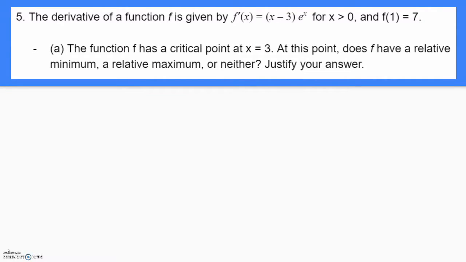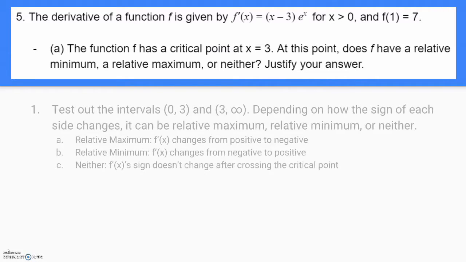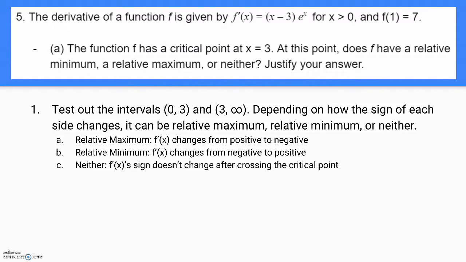A. The function f has a critical point at x equals 3. At this point, does f have a relative minimum, relative maximum, or neither? Justify your answer. So it already gives you a critical point, and you can make two intervals out of this. So your two intervals would be 0 to 3 and 3 to infinity. Keep in mind that the problem told you that x is greater than 0, so your first interval will be from 0 to 3, not negative infinity to 3. And depending on how the sign of each side changes, it can be relative maximum, relative minimum, or neither.